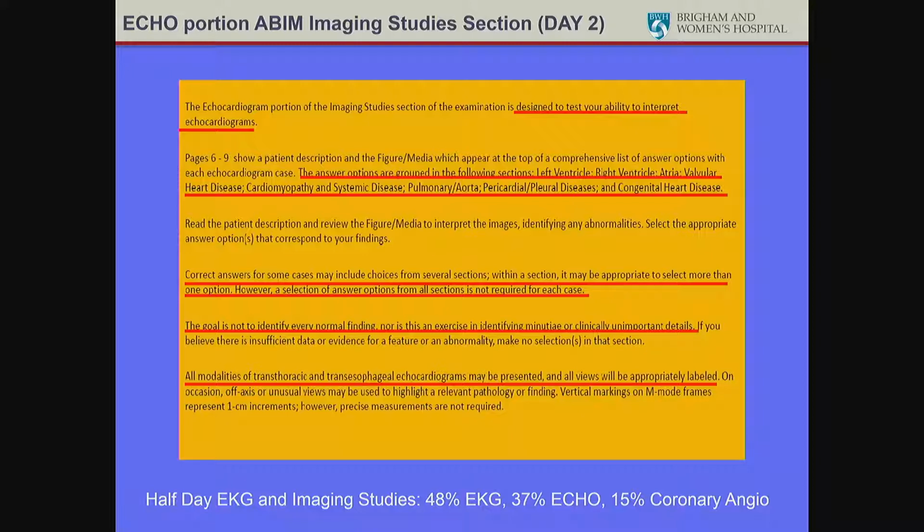And it really should be emphasized that all modalities of transthoracic and transesophageal echocardiograms may be presented, and all views will be appropriately labeled. So you may encounter 3D echo images on the exam. You may encounter M-mode images. You may encounter stress echoes.